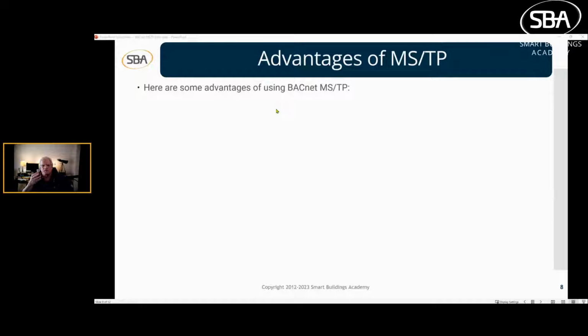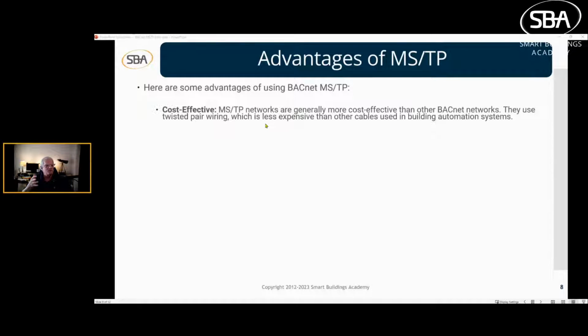So what are some advantages of MSTP? First off, we have the cost effectiveness of MSTP. MSTP networks are generally more cost effective than other BACnet networks. They use twisted pair wiring, which is less expensive than other cables that are used in building automation systems.